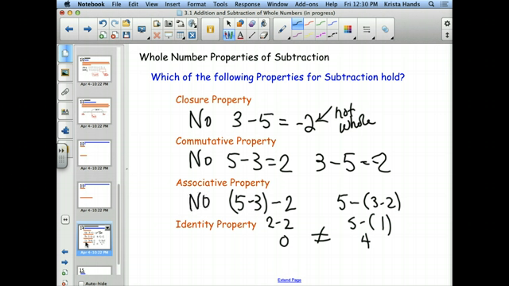And by and large, I mean, there are examples you could use of specific numbers that would make this work, but nearly any one you probably would try to use is not going to. So it's nothing special about the 5 and 3 and 2. Last one, identity property. What do you think?